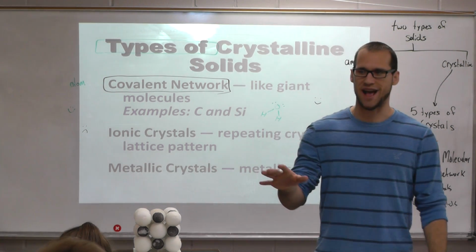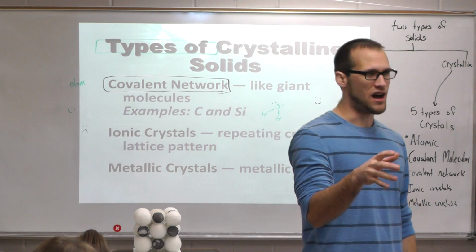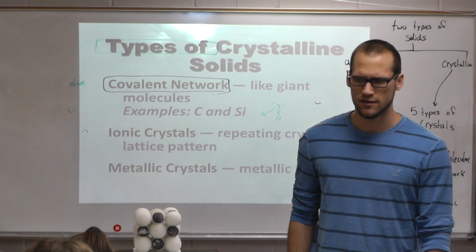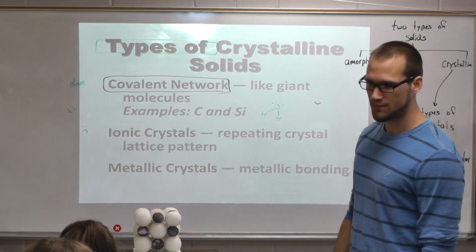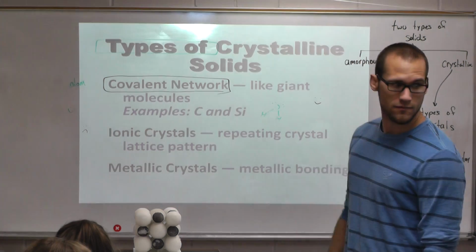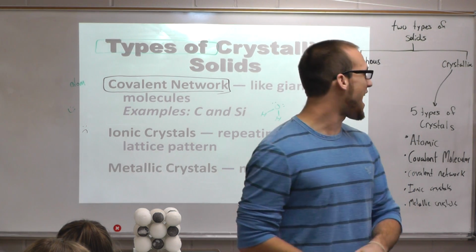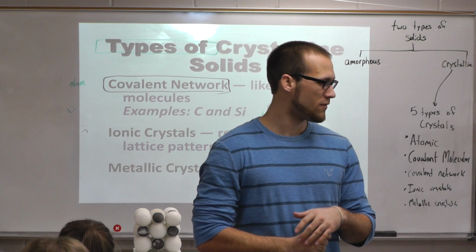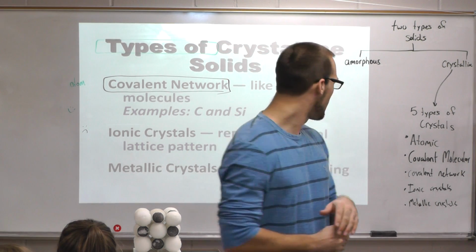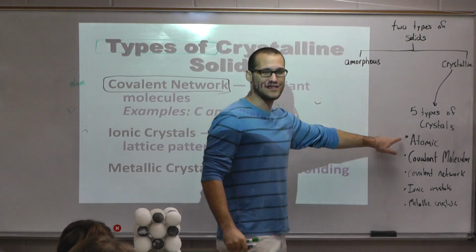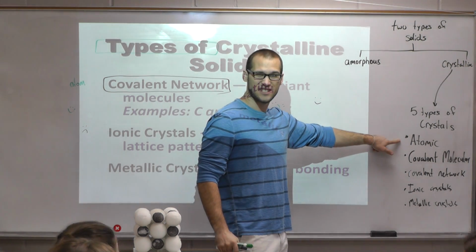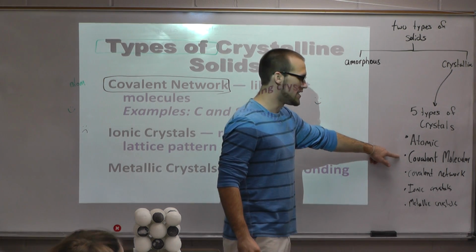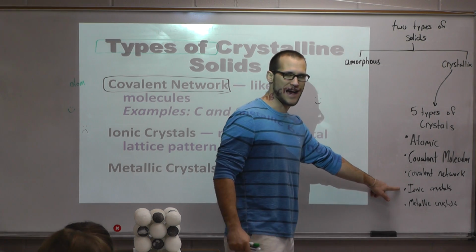Okay, your homework: if I ask you, if you had iron, what type of crystal solid would it form? Of the five, what type? Metallic. If I said neon, what type would it form? Atomic. Atoms. If I said sugar, it would be covalent. If I said calcium chloride, it would be ionic.